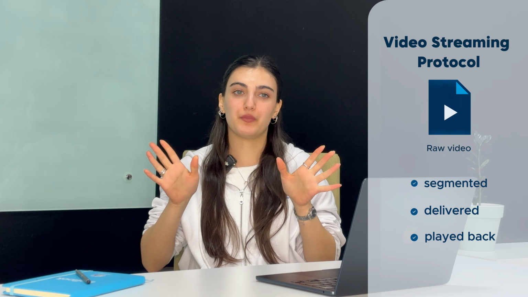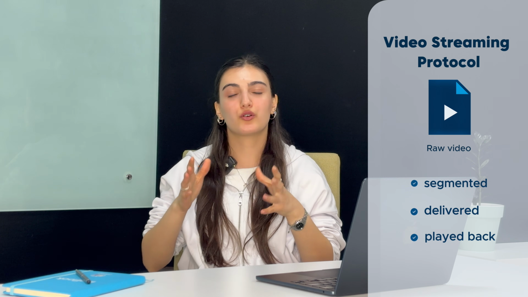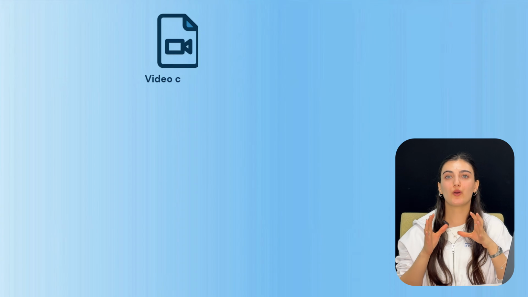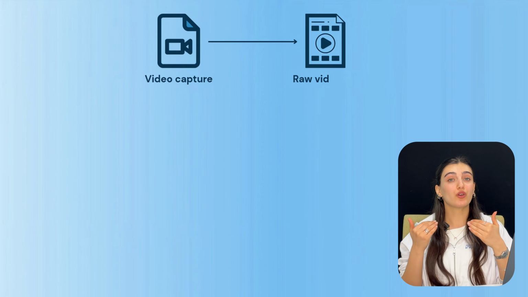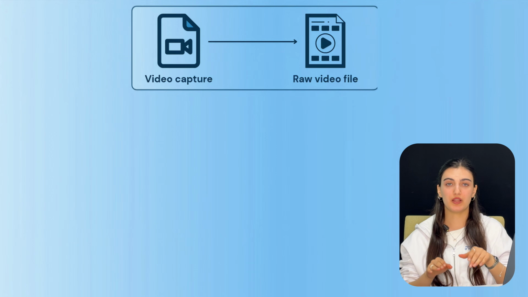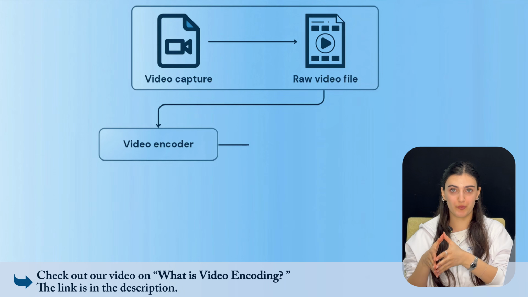Now let me show you what happens in each step with an example. Let's say you're the one streaming a video and that's a cooking tutorial. First, your cooking tutorial is recorded with a camera. The camera is giving you a raw video which is not streamable. This is why it's sent into an encoder to be compressed into a streamable format.